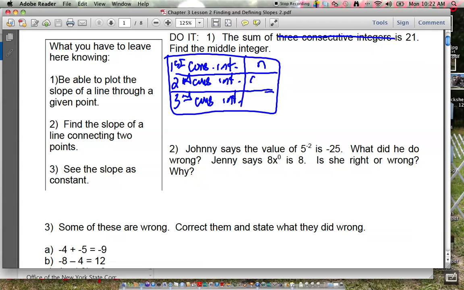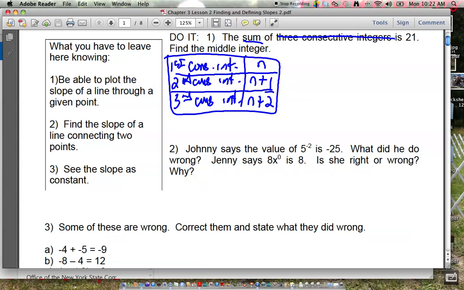N plus 1, yes. Because we don't know what the first integer is. It could be 1, but it could be 41. We really don't know. What I know is whatever one it is, to get to the next integer, I have to add 1. For example, let's say it was 41. If it was 41, what would the next integer be? 42. So we just add 1 to get there. And what's the last one going to be? N plus 2. Good.